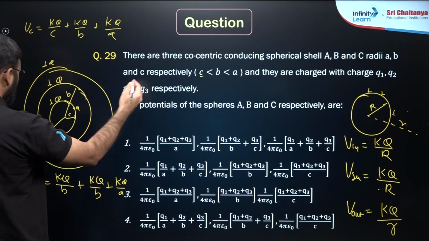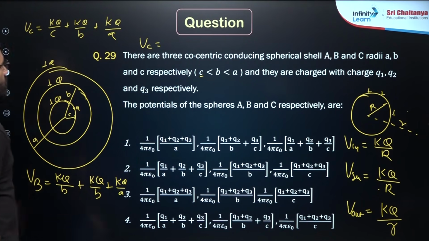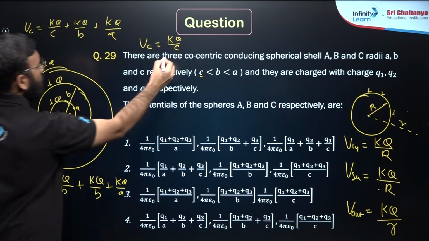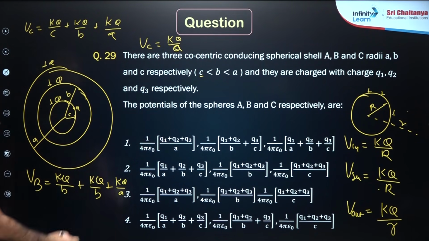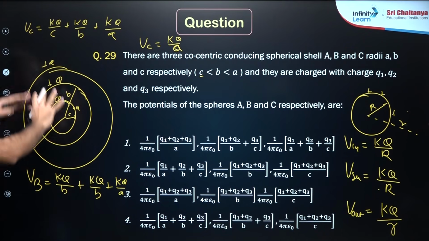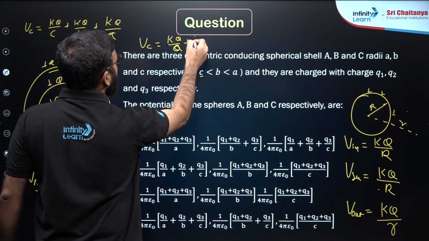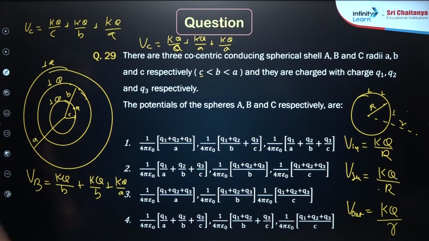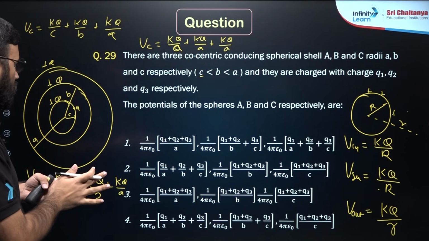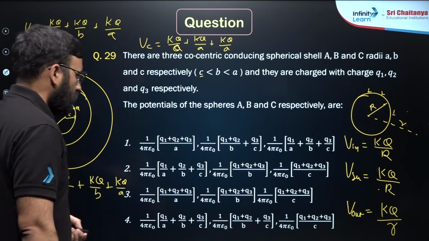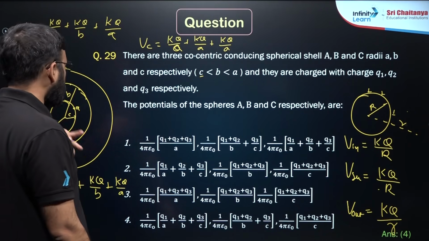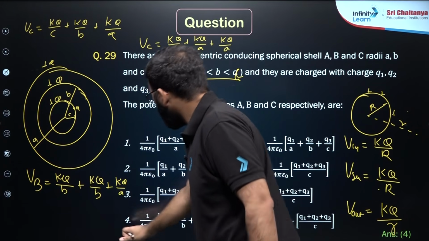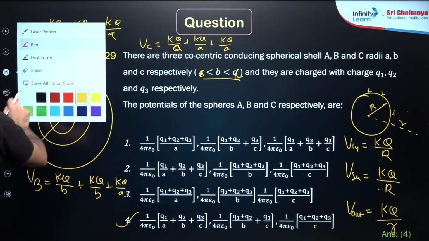So due to the third, KQ upon C, then KQ upon A. Okay beta, you can see one thing here: all the charges are inside the outer shell A. So KQ upon A plus KQ upon A plus KQ upon A. Which option is correct here? Option 4. So this order is reversed beta. If A is here and C is here, then this option is correct beta.